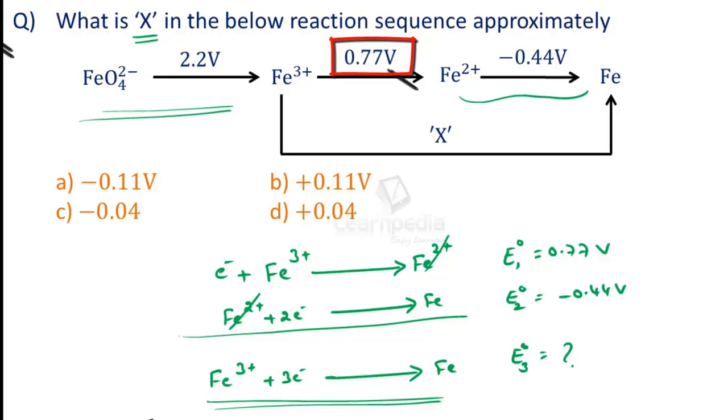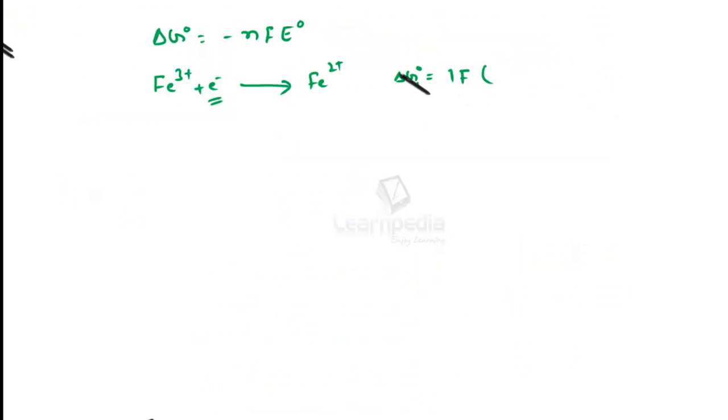So for the first equation, we can write Fe3+ plus an electron giving Fe2+. Let us write delta G1 naught, under standard conditions, as minus nFE1 naught. n is the number of electrons involved here, which is 1. F is the Faraday constant. E1 naught is how much? For that change, 0.77 volts is given. So we take that number, 0.77. This is equation 1.